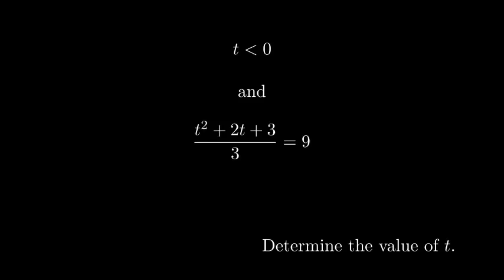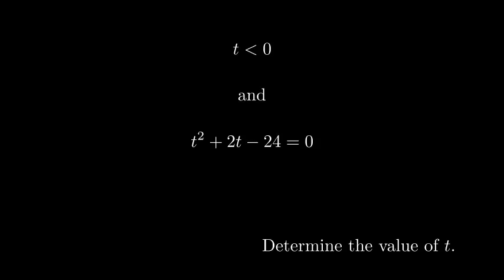So let's simplify and move everything to the left. Let's multiply by 3 on both sides, and let's subtract 27 from both sides. So now we have that t squared plus 2t minus 24 is equal to 0. So we need to factor that quadratic equation. We need to find two numbers such that they add up to 2 and multiply to minus 24. 6 and minus 4 will do the trick.